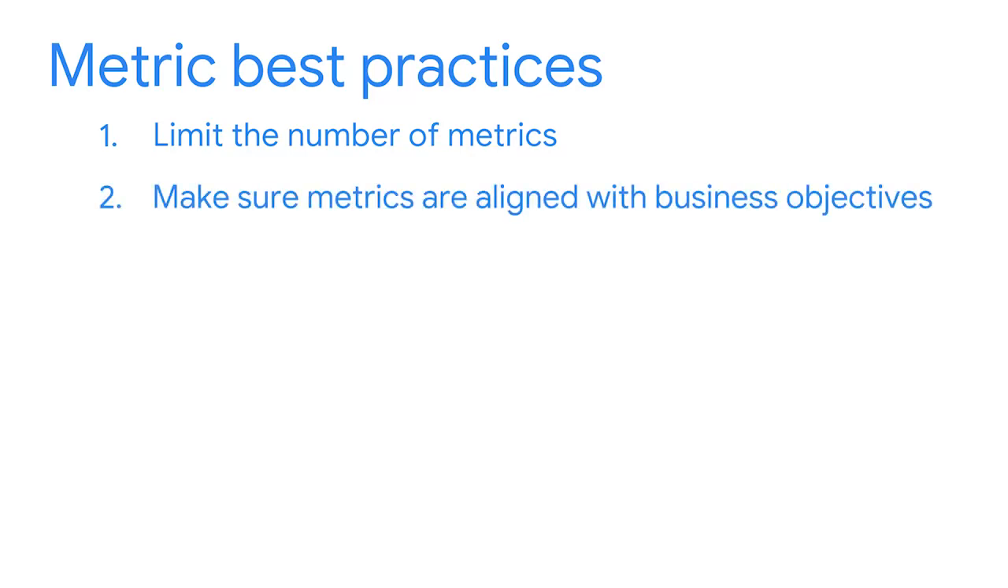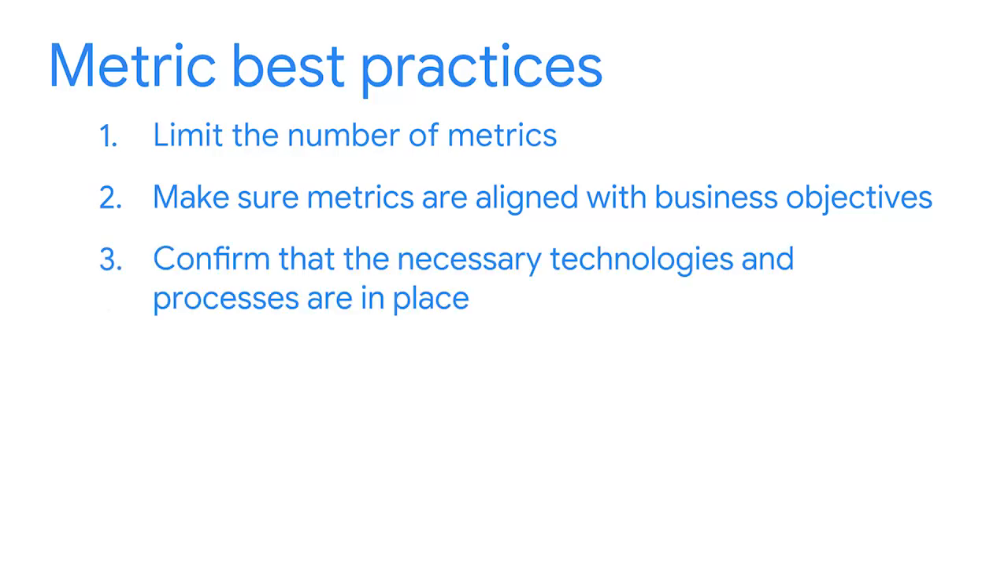Next, make sure metrics are aligned with business objectives. Consider your organization's specific goals. Then pinpoint which metrics can be used to support them and measure success. Confirm that the necessary technologies and processes are in place to obtain and analyze the data you need for each metric. This is another time to think about all the factors related to data availability.